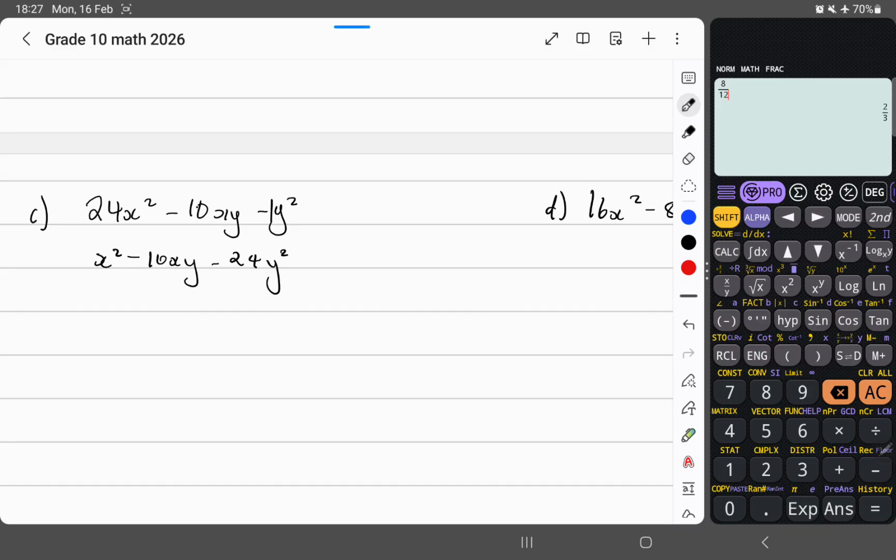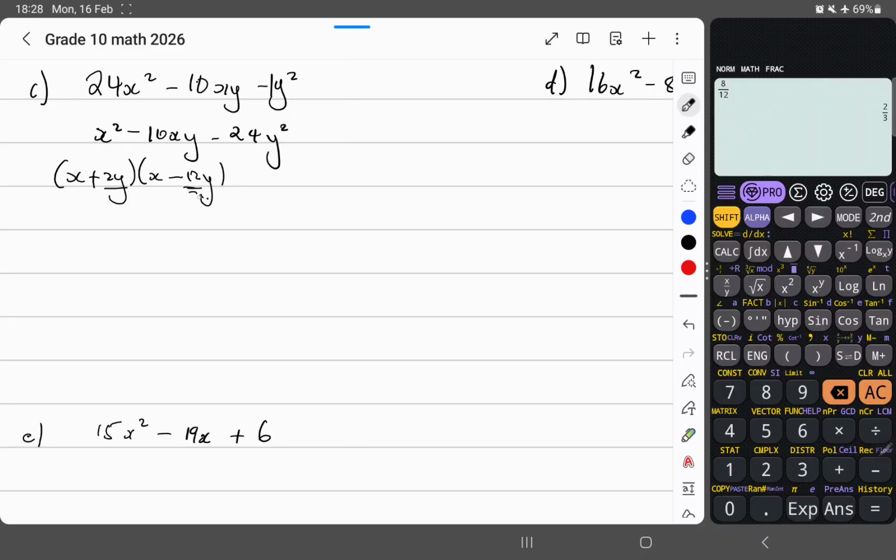Therefore, I'm going to have x minus 2y, x, plus here, and here is going to be minus 12y. Because negative 12 plus 2 will give us a negative 10, and negative 12 times 2 will give us a negative 24. But then remember, we multiplied by 24. Therefore, we should divide by 24 again here. I'm going to divide by a 24.